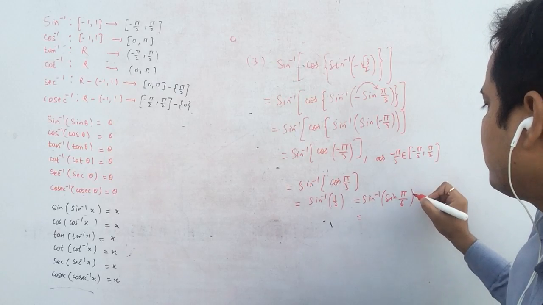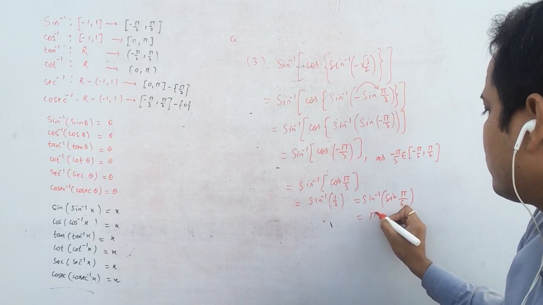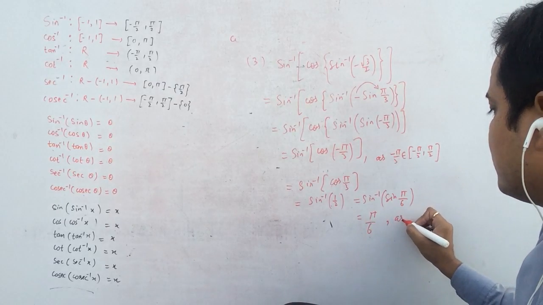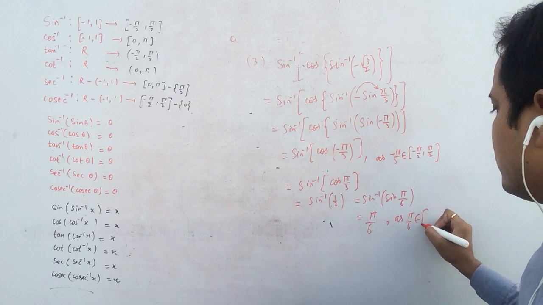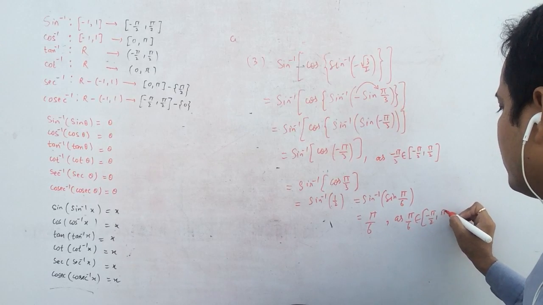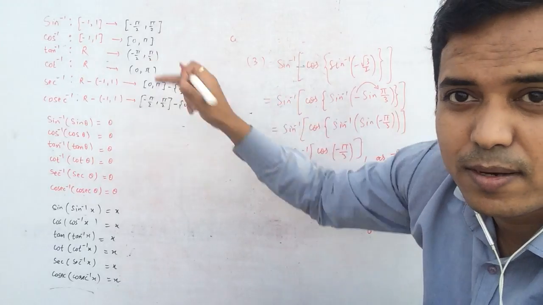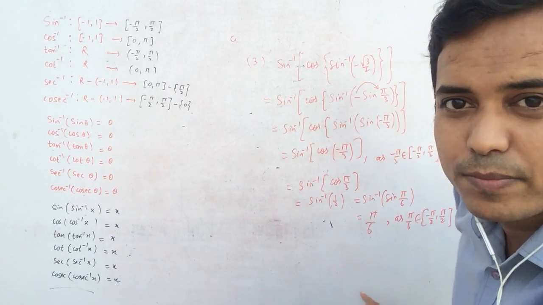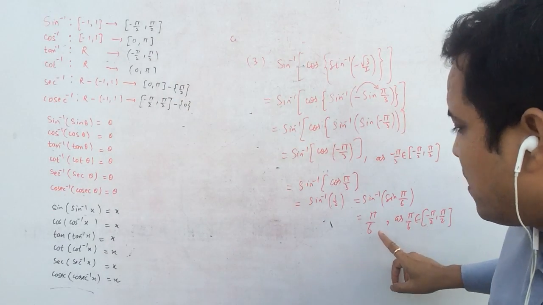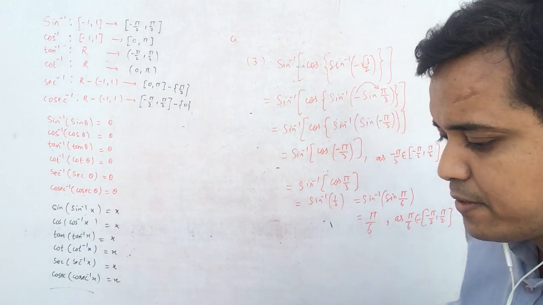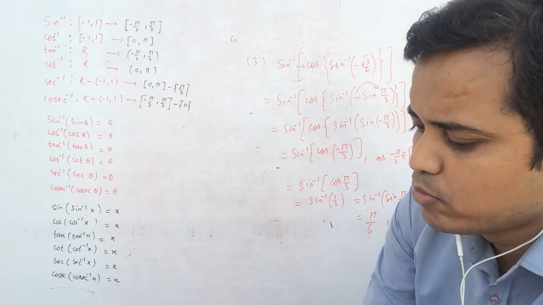So again you can write the answer pi by 6, as pi by 6 belongs to minus pi by 2 to pi by 2, because it is the range of sine inverse here. Okay. Now you can solve it. The answer is here pi by 6. All right. Now next, move to the next question here.